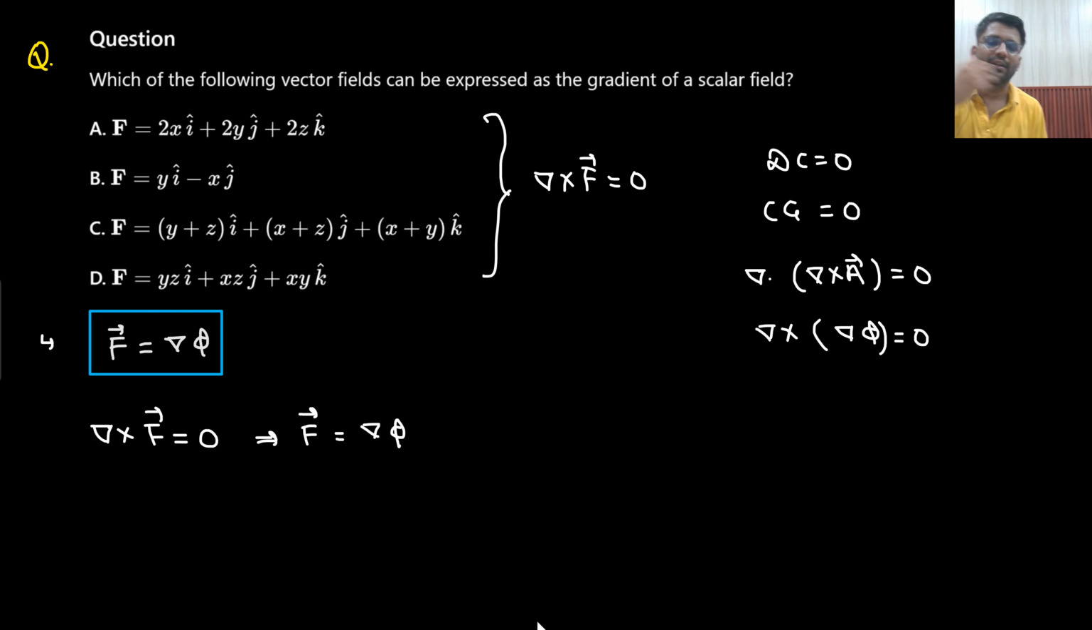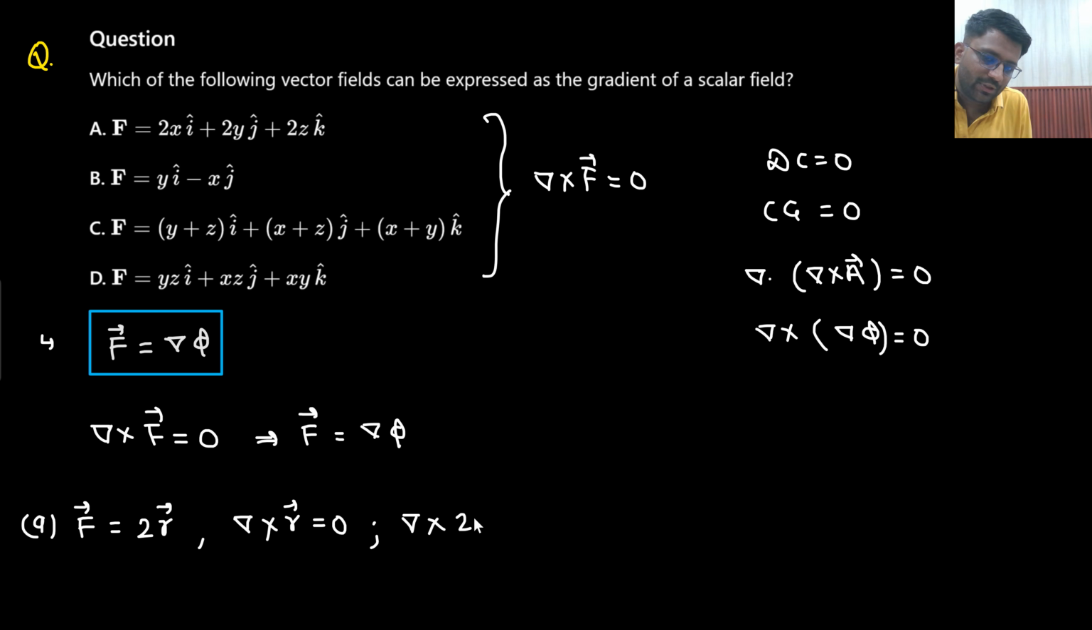Absolutely sir, completely understandable. So I just need to find out for which option del cross f is 0. Option A: f is given as 2 r vector. I take the 2 outside. Now, do I remember del cross r? That would be 0 only. What does that mean? Del cross 2r will also be 0, as 2 is just a constant value.